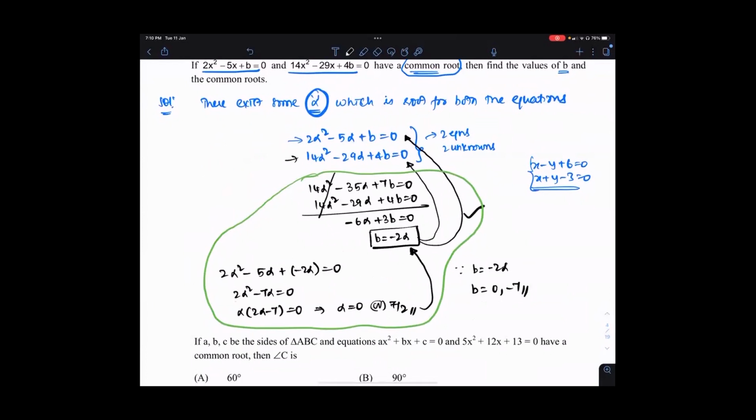Here minus 6 alpha. So you will get B as plus 2 alpha. So that will give us 2 alpha square minus 3 alpha equal to 0. So alpha into 2 alpha minus 3 equal to 0, which implies alpha equals 0 comma 3 by 2.